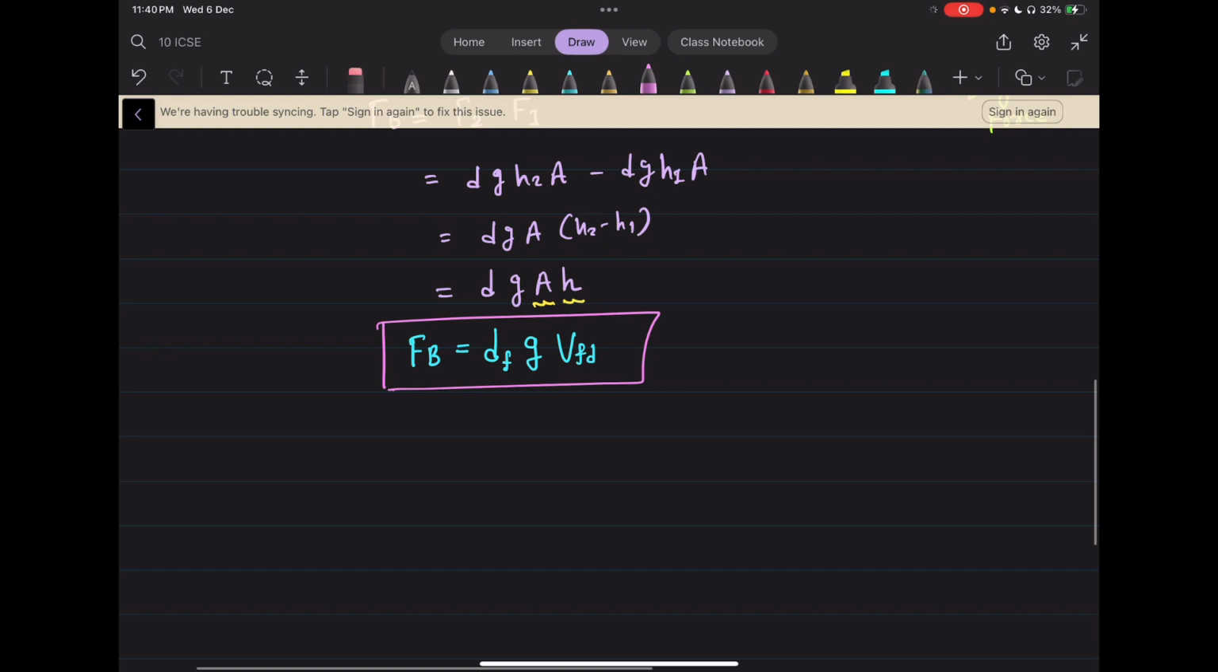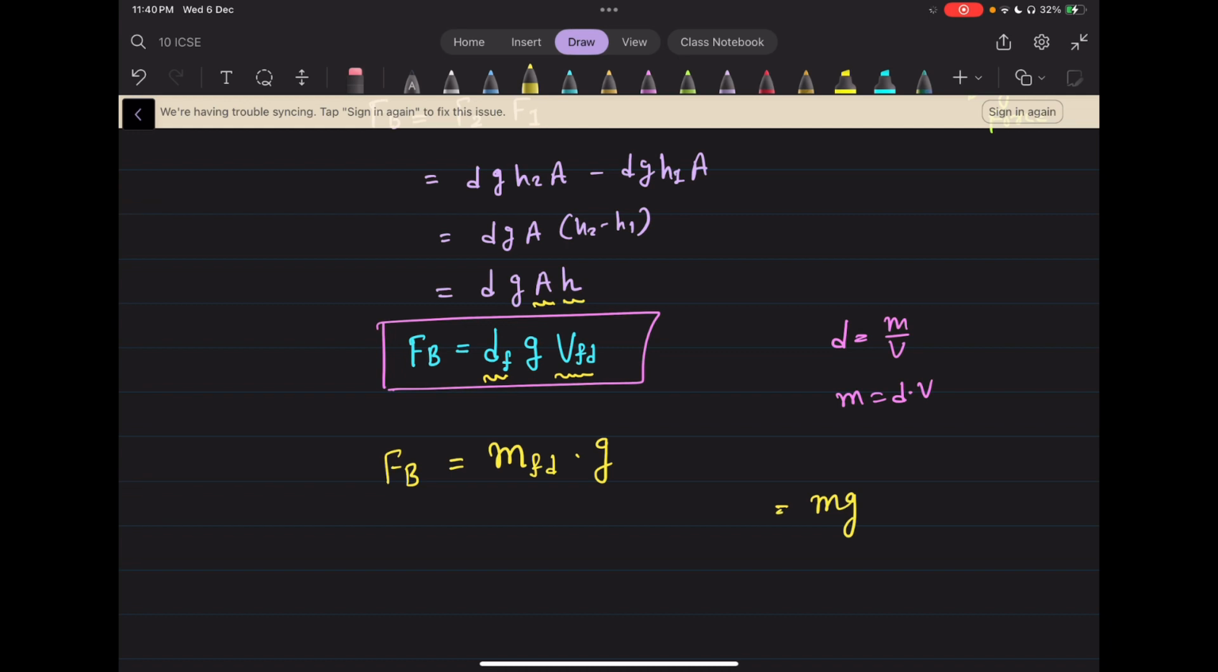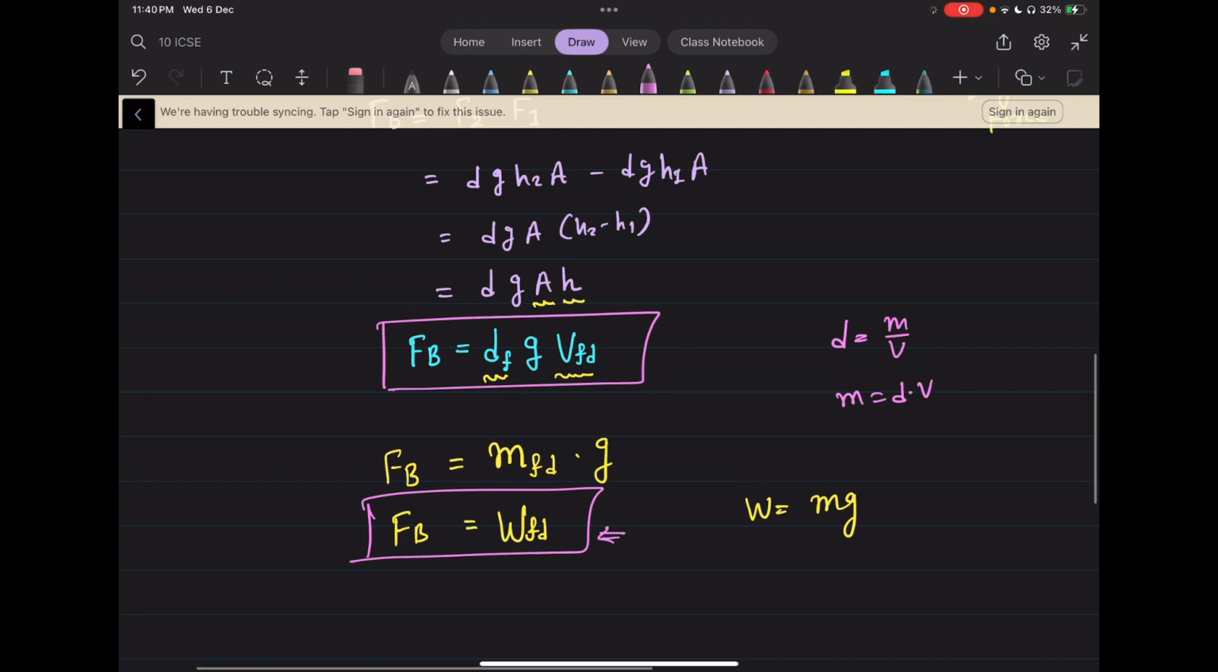We will move ahead slightly. As we know, density is equal to mass by volume, so mass is equal to density into volume. So you can say that density of fluid into volume of fluid displaced will be equal to mass of fluid displaced. Multiplying by gravitational acceleration, and we also know that mg is equal to weight. So mass of fluid displaced into g is equal to weight of fluid displaced. So buoyant force is equal to weight of fluid displaced, and that is called Archimedes' principle.